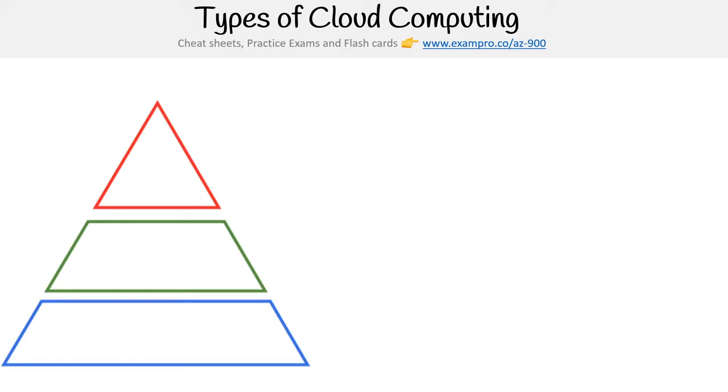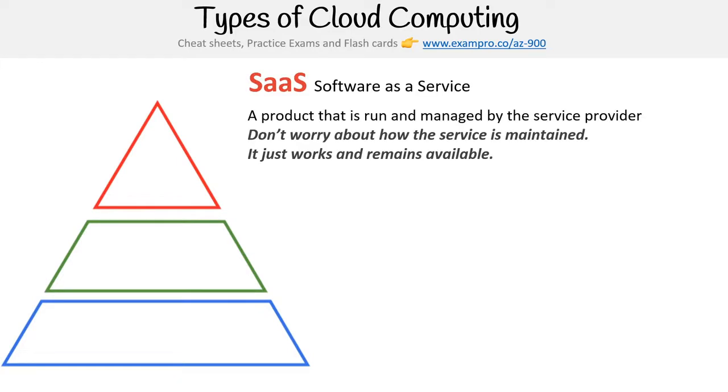Hey, this is Andrew Brown from Exam Pro, and we are looking at the different types of cloud computing, and we have this nice pyramid on the left-hand side to help us understand how each type builds off the other. Starting at the top of our pyramid, we have software as a service, also known as SaaS. And this is a product that is run and managed by the service provider. You don't worry about how the service is maintained, and it just works and remains available.